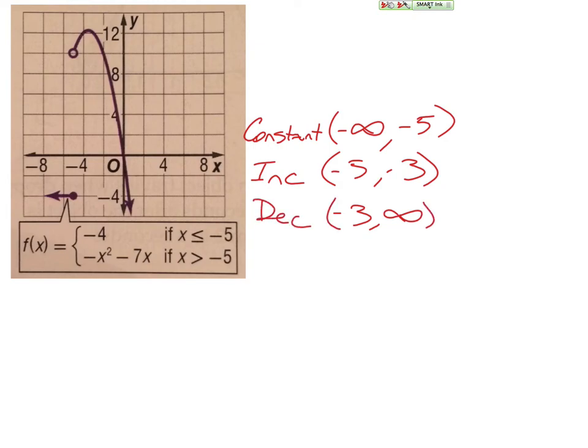Alright, any questions with those intervals? Yes. Why is it constant instead of increasing and decreasing here? Because it's flat. Anything that's flat is constant. Good question.